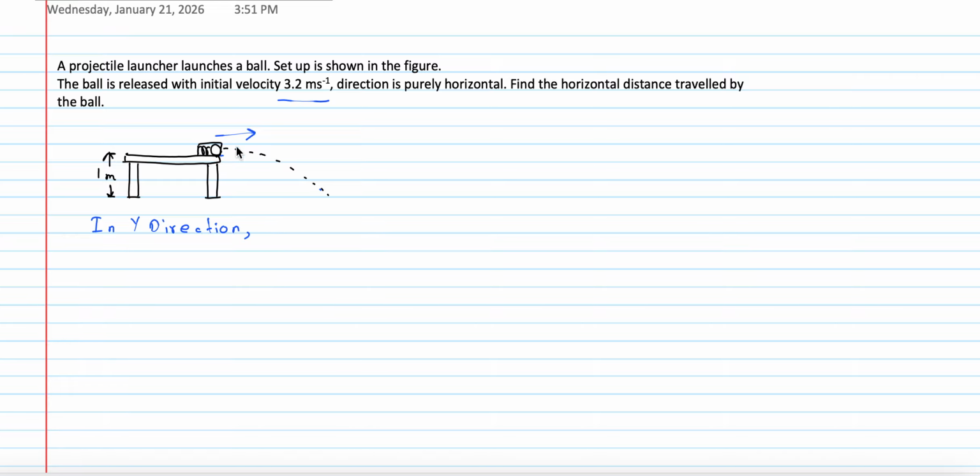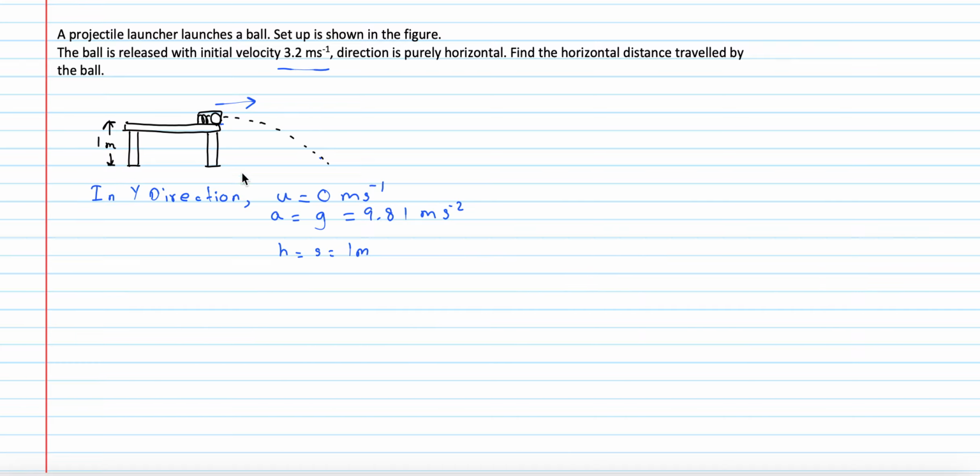So in the y direction, when the ball is released, it has the initial velocity 0 because the release is purely horizontal. And the acceleration, which is only due to gravity, is 9.81 meters per second squared. And we have the height of the table here, which is 1 meter. So let's use this. From the y direction, we can get the time it takes the ball to reach the ground. If we know the time, then with this horizontal velocity, we can calculate the horizontal distance traveled.